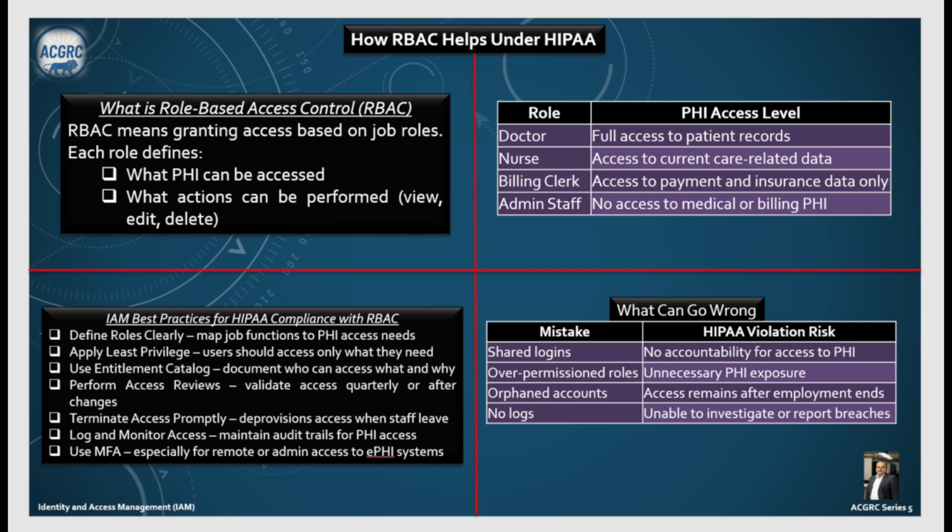There could be over-permission, and unnecessary PHI exposure could be triggered. There could be orphaned accounts, wherein access remains even after the employment has ended. And worse, there is no log, so we are unable to investigate who accessed and who breached it. So these are the things which can go wrong in this space.